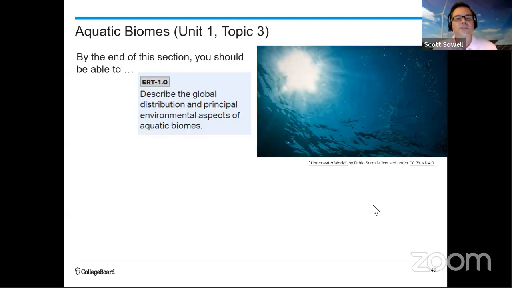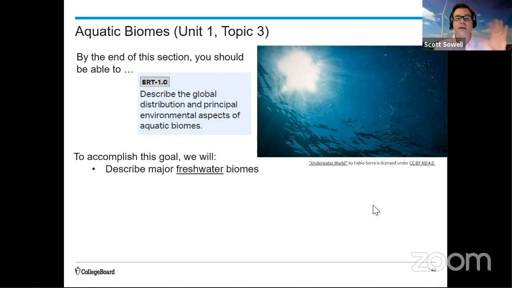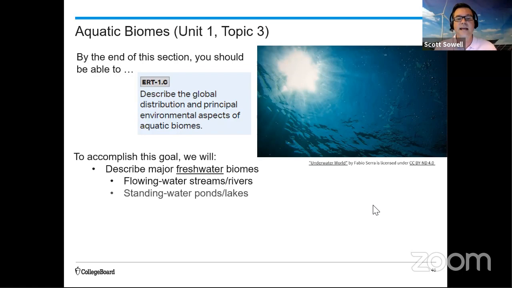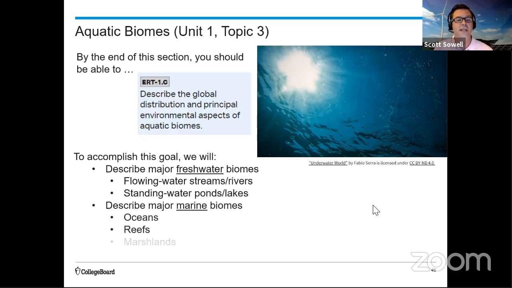So by the end of this section, you should be able to describe the global distribution and principal aspects of aquatic biomes. So to get there, we're going to describe freshwater first. So we'll look at the freshwater, and there's two big categories there: free-flowing water and standing water. So the flowing water would be streams and rivers, and then standing will be ponds and lakes. And then we'll go into the ocean, to the marine biomes, and that's going to be the ocean, the reefs, the marshlands, and the estuaries.